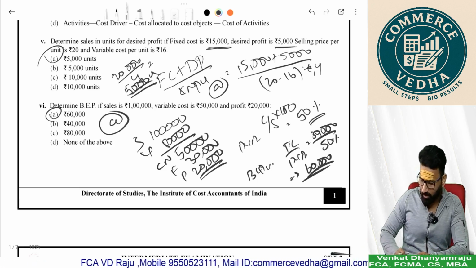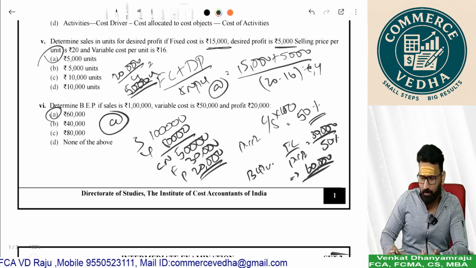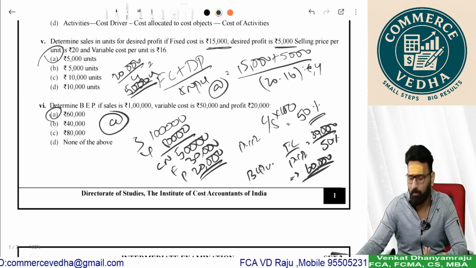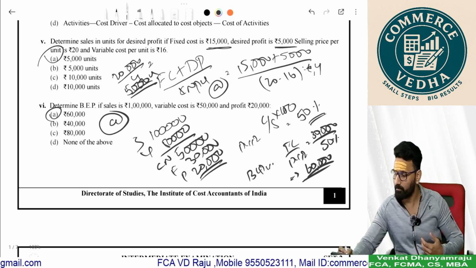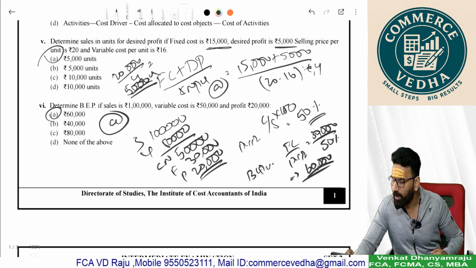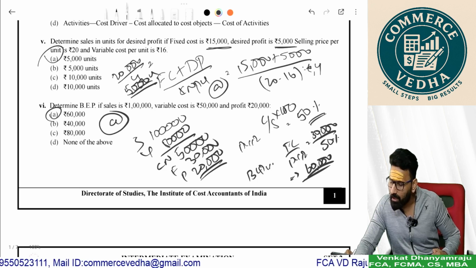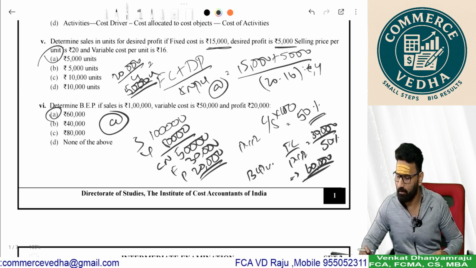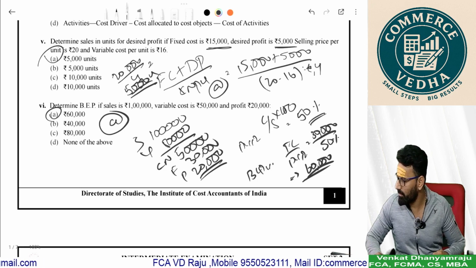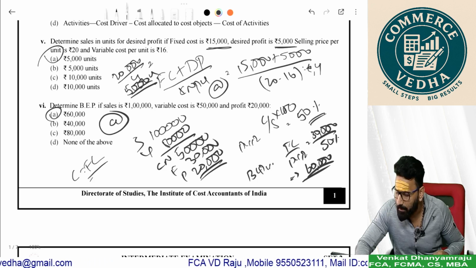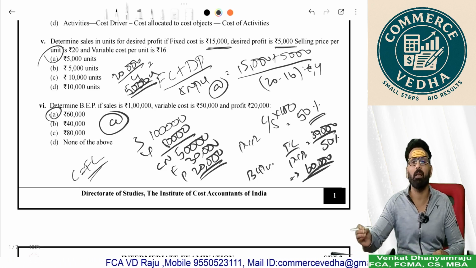So check it out, 60,000 at variable cost 50%. So 30,000 is contribution, fixed cost 30,000. So 60 you need. If you get 60, contribution equal to fixed cost, right? So contribution equal to fixed cost equals to BEP. That's a very, very simple question.